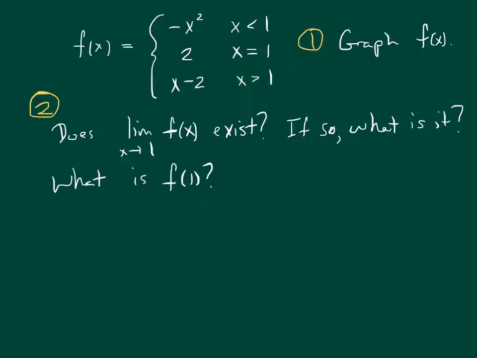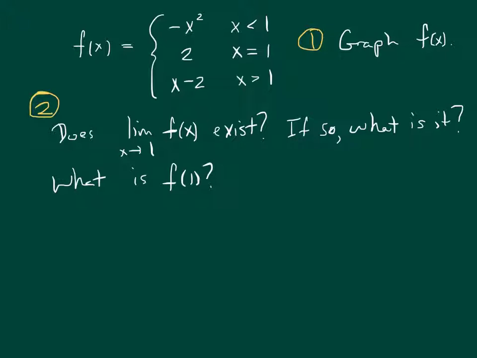Okay. Here we need to first of all graph this piecewise function, and then we're looking at the limit as x goes to 1. And it makes sense because x equals 1 is the screwy part of this function. Okay, so here we go.